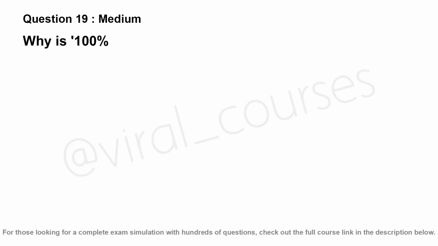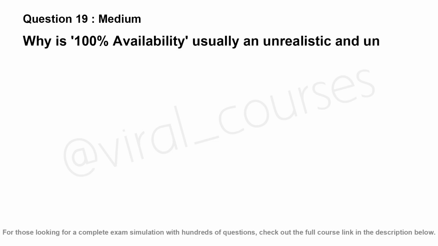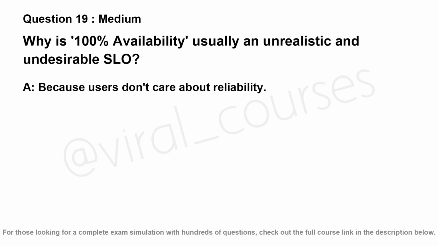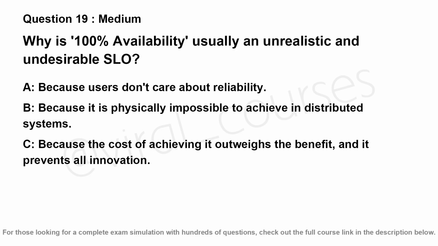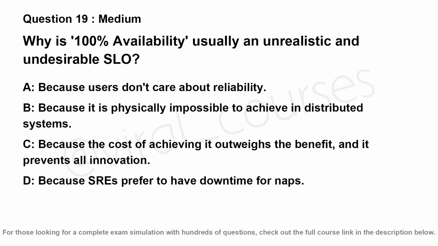Why is 100% availability usually an unrealistic and undesirable SLO? Option A, because users don't care about reliability. Option B, because it is physically impossible to achieve in distributed systems. Option C, because the cost of achieving it outweighs the benefit, and it prevents all innovation. Option D, because SREs prefer to have downtime for naps.